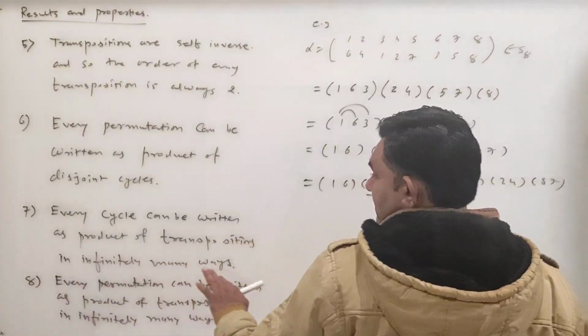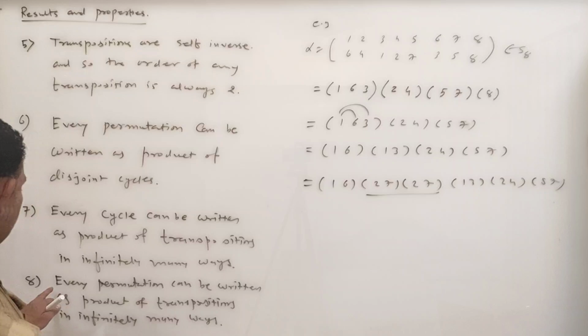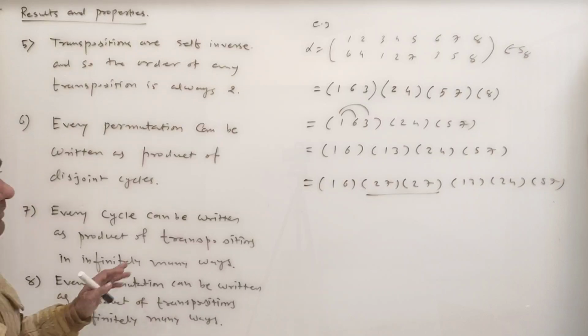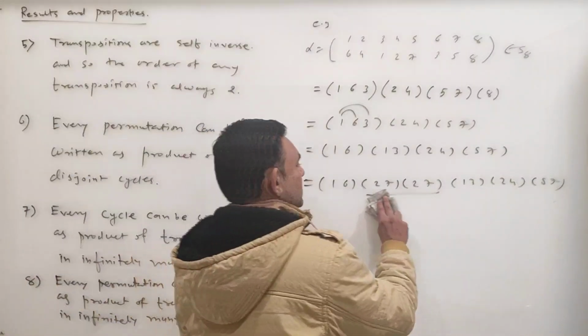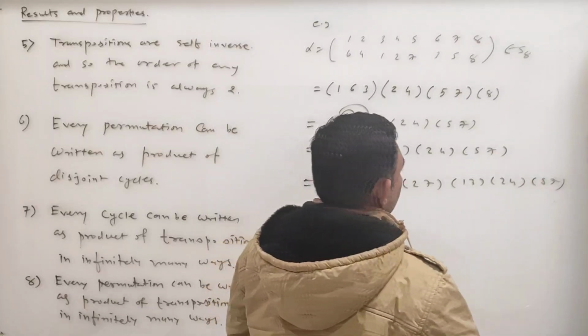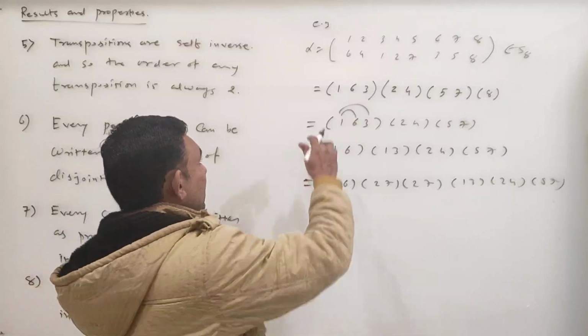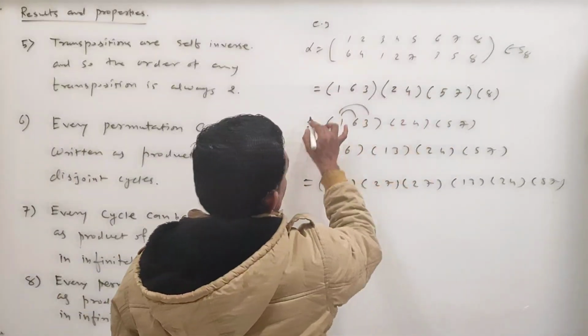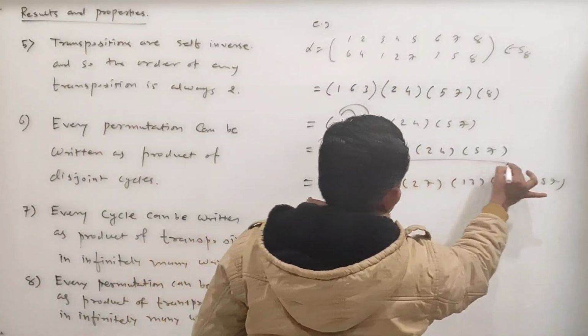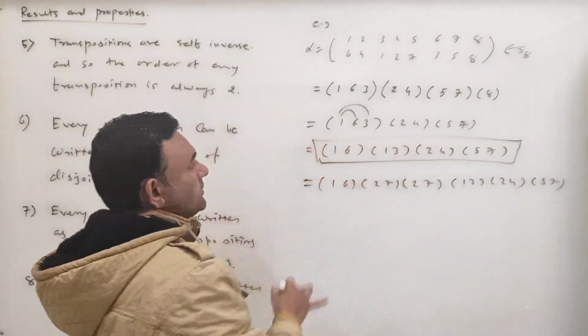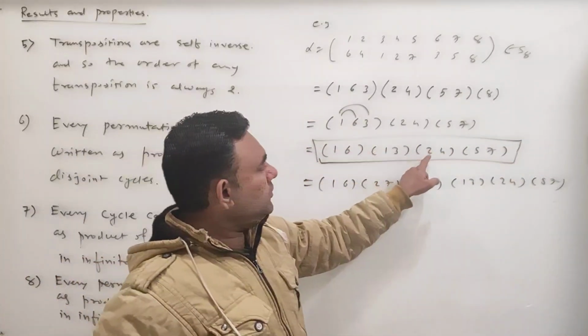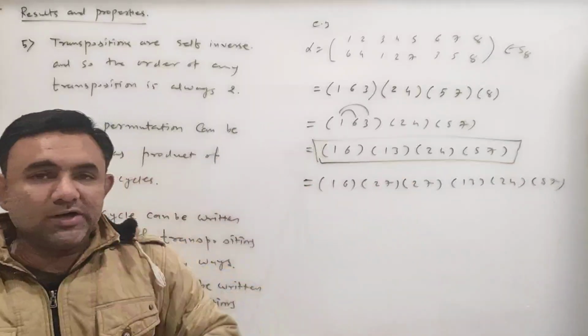So from here, now what we have, every permutation can be written as a product of transpositions. मतलब कोई भी permutation उठाया, वो ट्रांसपोजिशन का प्रोडक्ट है. तो देखिए, ये हमने पहले अल्फा लिया था, तो ये फर्स्ट वी कैन राइट इन दिस वे. So it is a product of 1 2 3 4 transpositions.